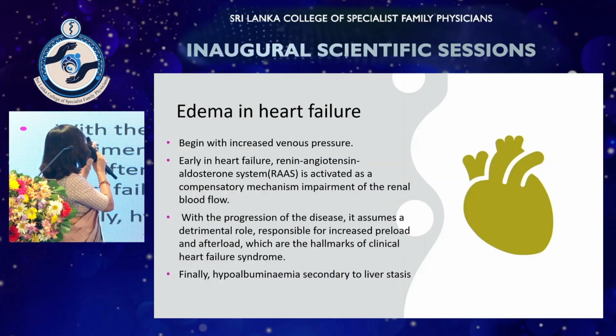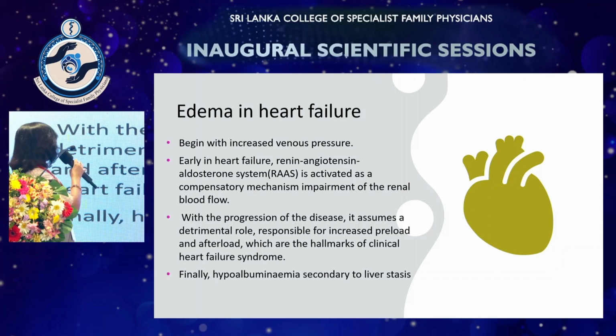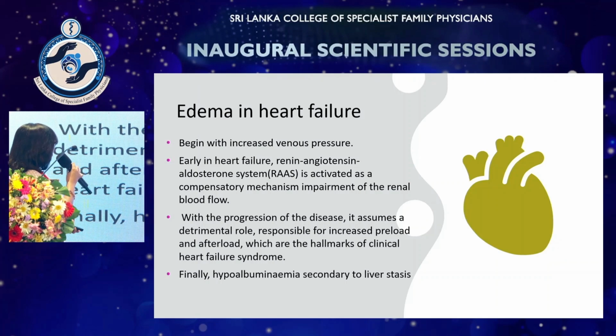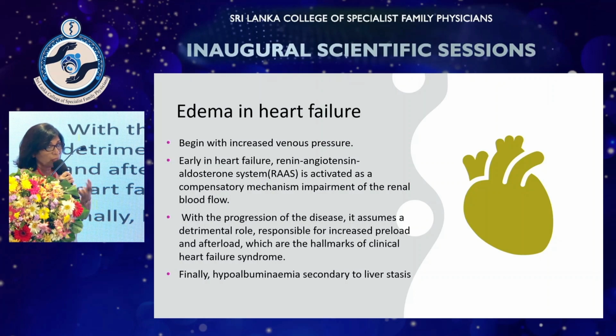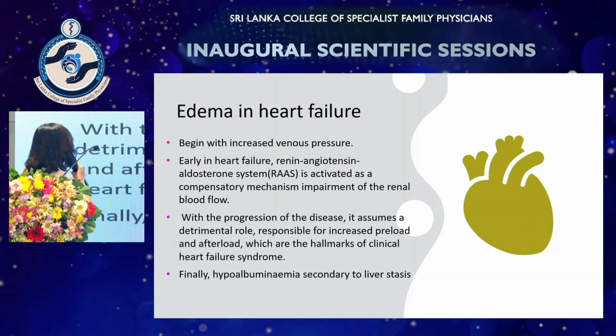So we have to understand the edema in heart failure. What happens in edema in heart failure? It begins with increased venous pressure, as I mentioned in the causes; I explained the physiology. Early in heart failure, the renin-angiotensin-aldosterone system, RAS, is activated as a compensatory mechanism because of the impairment of renal blood flow. First there's increased venous pressure, and as a result of that, RAS is activated.